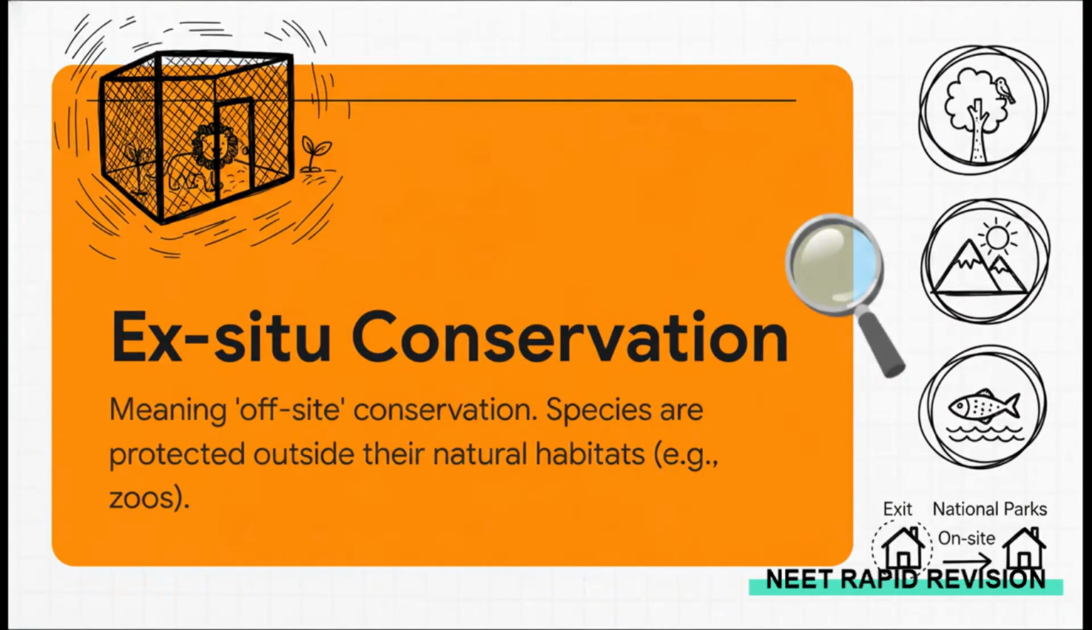And the answer is zoos and botanical gardens. The key is in the name. Ex situ means off-site conservation. Just think exit. You're taking the species out of its natural habitat to protect it. Zoos and botanical gardens are the perfect examples of this. Everything else, like national parks and wildlife sanctuaries, that's all in situ or on-site conservation.